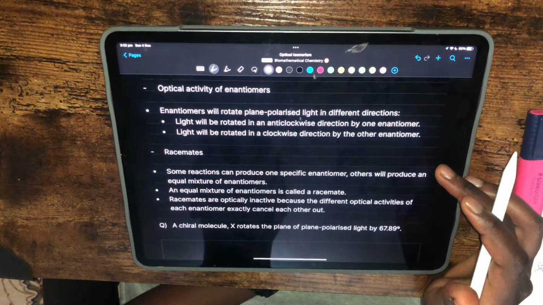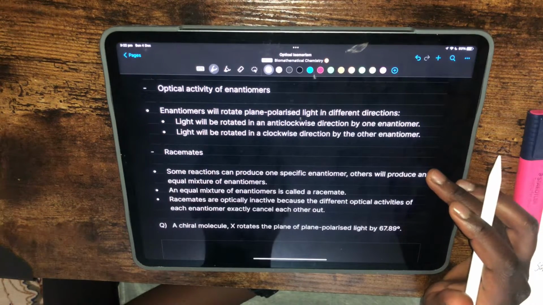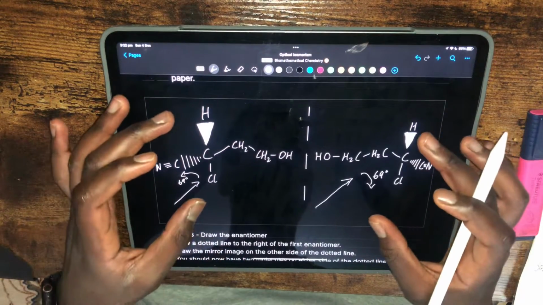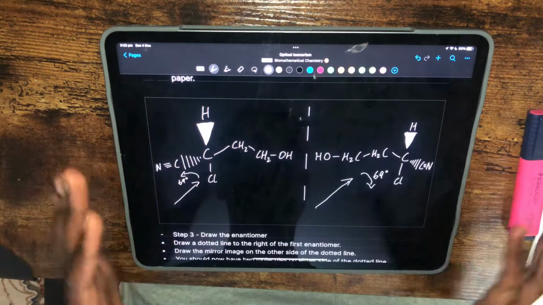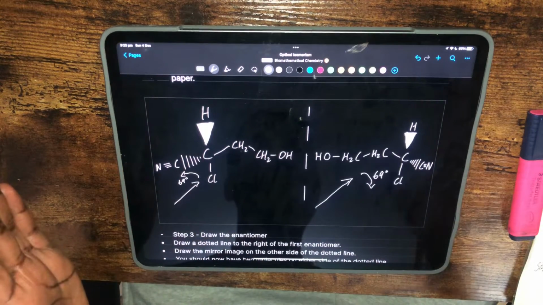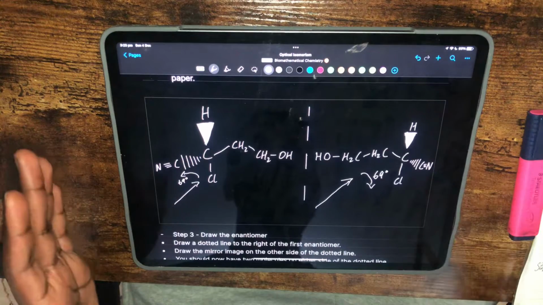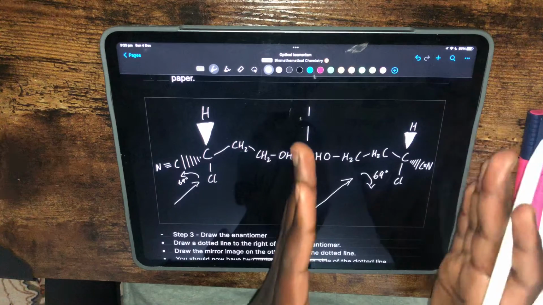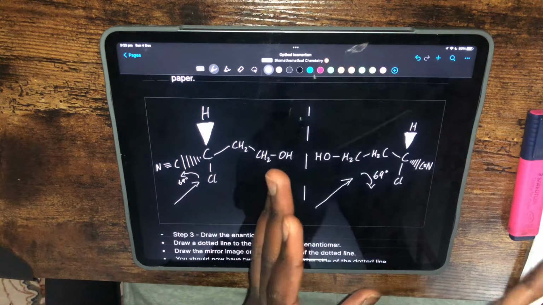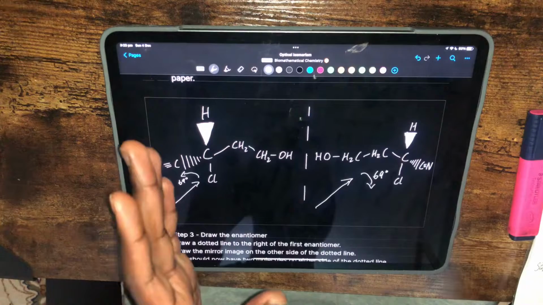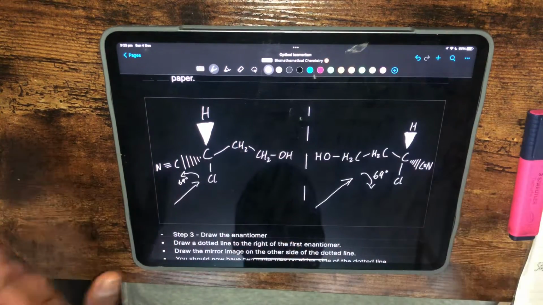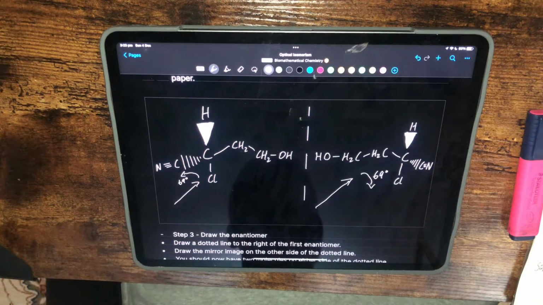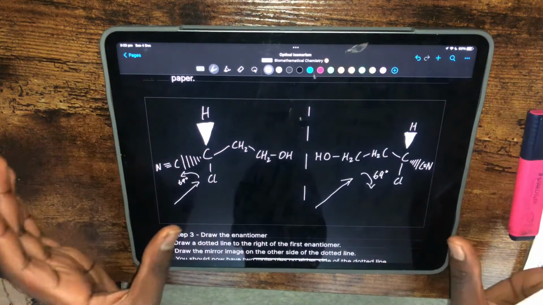Racemates are optically inactive because the different optical activities of each enantiomer exactly cancel each other out. With this example, I'm assuming that these enantiomers are in separate test tubes or beakers. So we're firing plane polarized light at a beaker of just this one enantiomer, and it causes the plane polarized light to be rotated in that particular direction. The same with this one. If we did this with separate test tubes, we can clearly see the rotation. These two are enantiomers of each other.